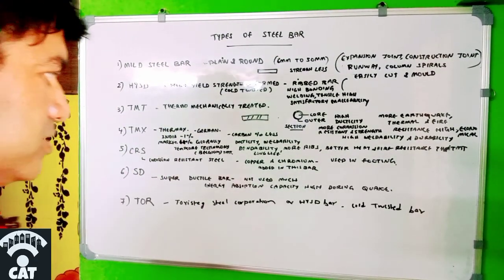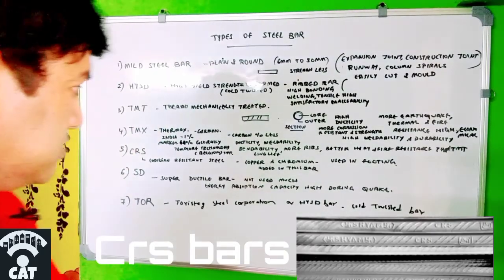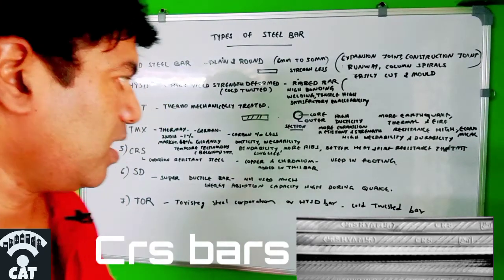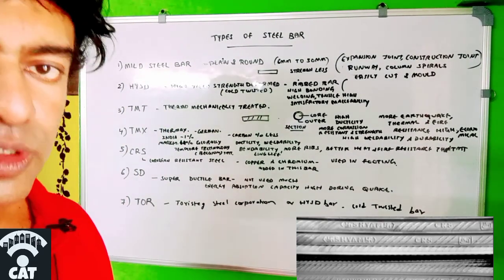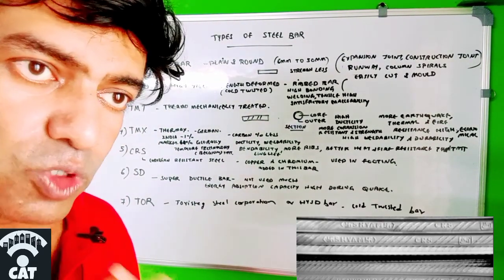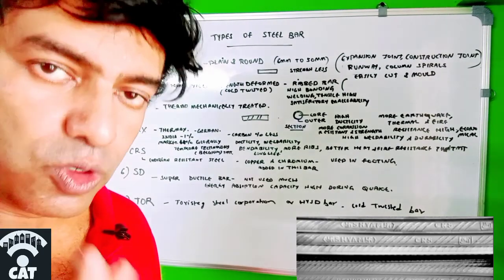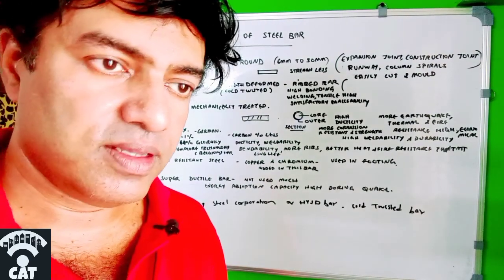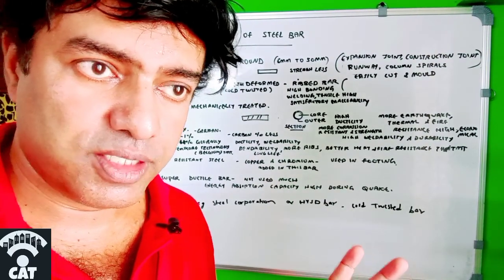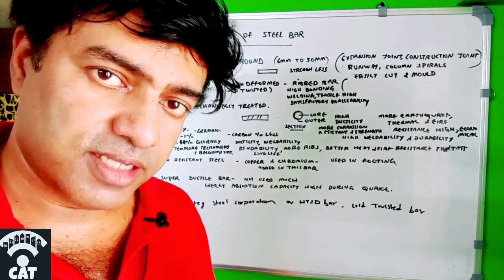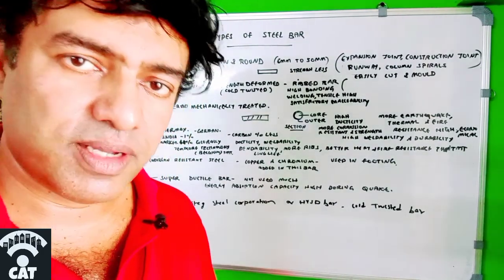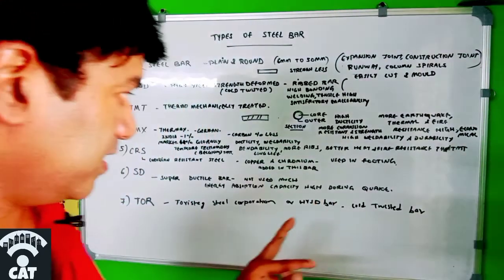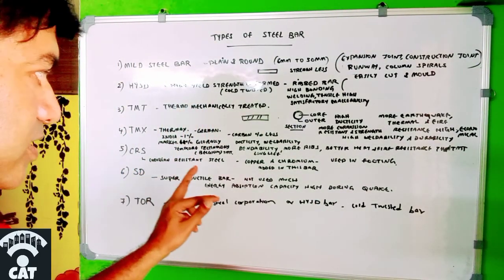Then comes the corrosion resistant steel, CRS. In that steel we add more copper and chromium, so that it becomes more resistant to corrosion. Usually it is used in footings, where there is a high chance of water content and so a high chance of corrosion. We are not using it much, but even then it is used in the footing area only. That is CRS, corrosion resistant steel.